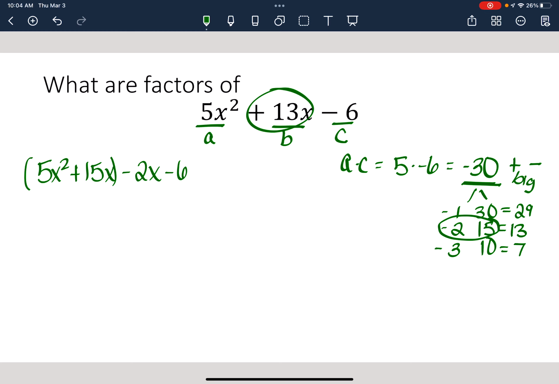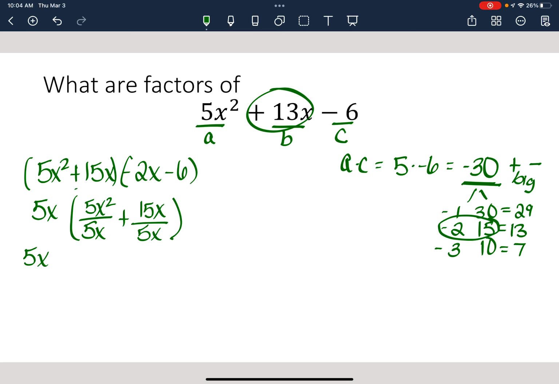Let's group these terms together. So the GCF of 5x squared and 15x is 5x. So we have 5x squared divided by 5x plus 15x divided by 5x. So that's going to be 5x times 5 over 5 is 1. X squared over x is just x, so that's going to be x. 15 over 5 is 3, and then the x will cancel. And then minus 2x minus 6.